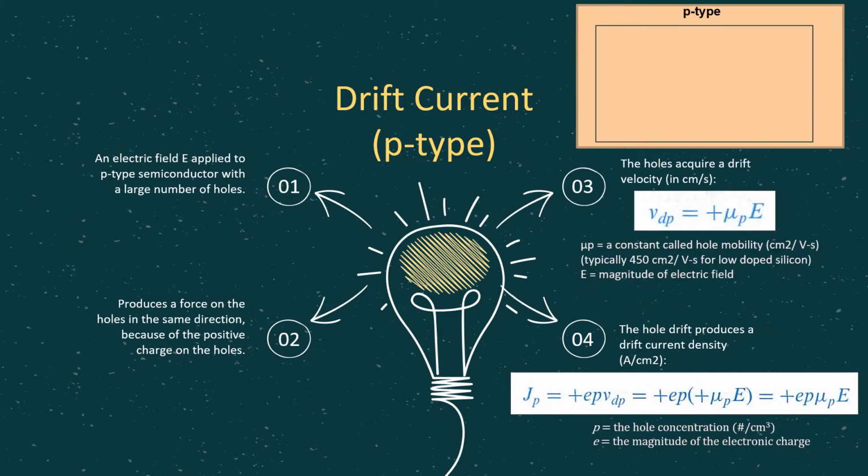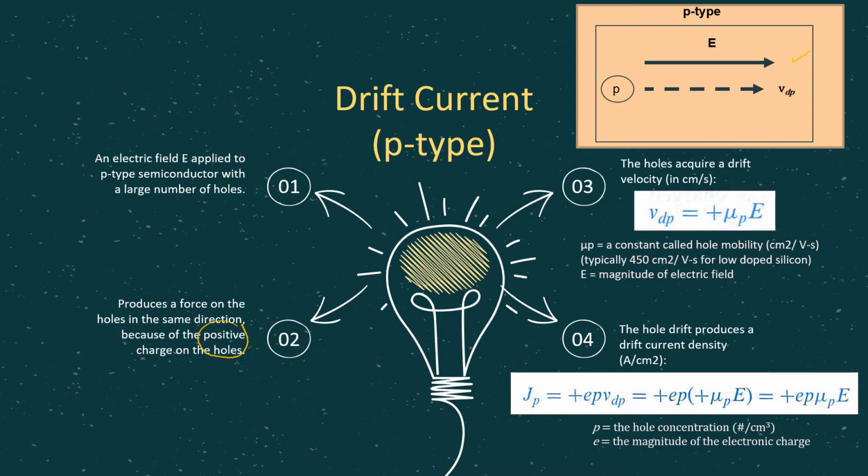The same drift current concept can be applied to P-type semiconductor. So as we know, for P-type semiconductor, the majority carriers are holes. So when we apply electric field, for example in this direction, we are going to get holes moving in the same direction as the electric field. Why? Because holes are positively charged.